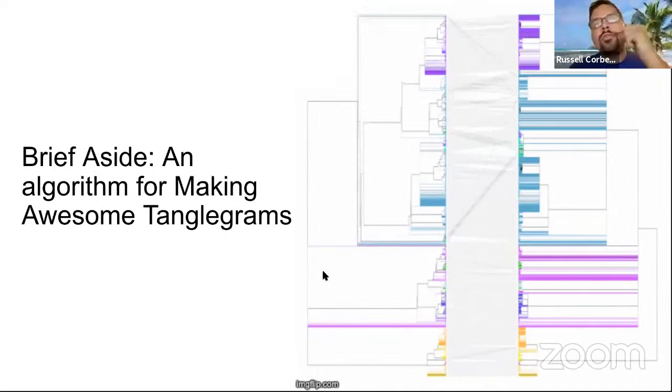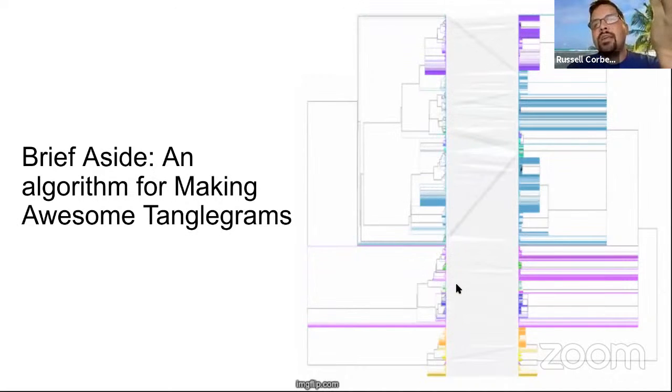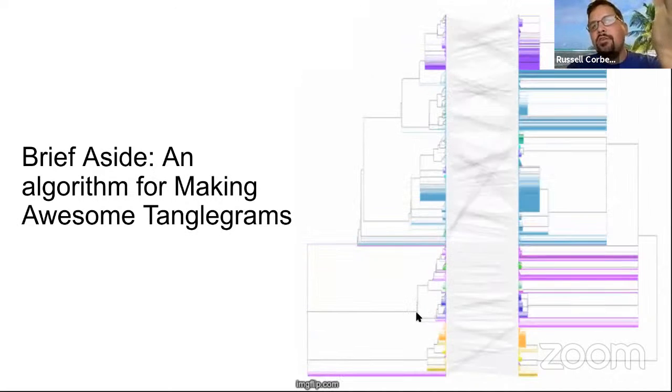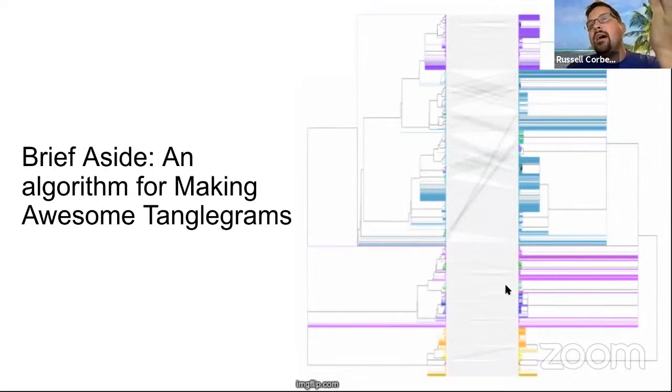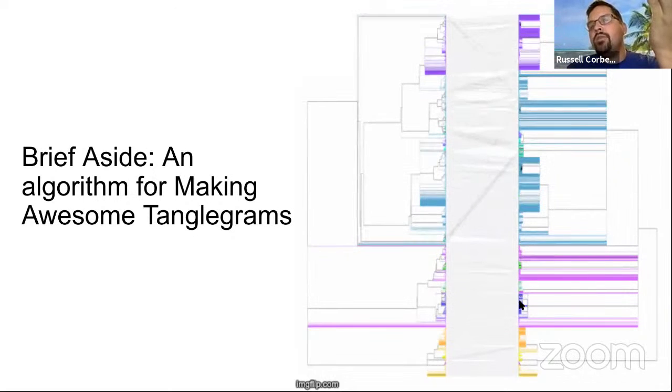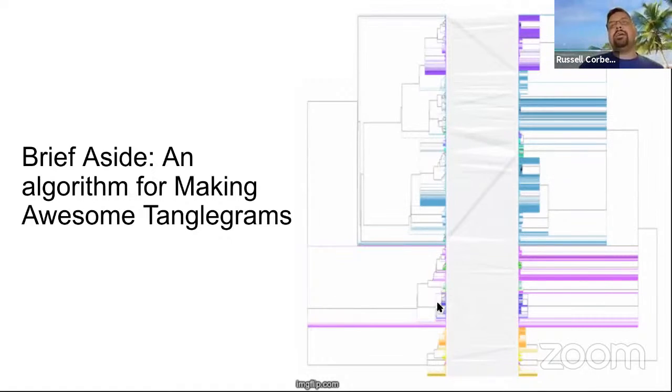Anyway, the way this algorithm works is you start out at the root of the tree and you descend the first level. And then for all the samples descendant from that first node, we ask in the other tree what their positions are. And then we sort based on this.